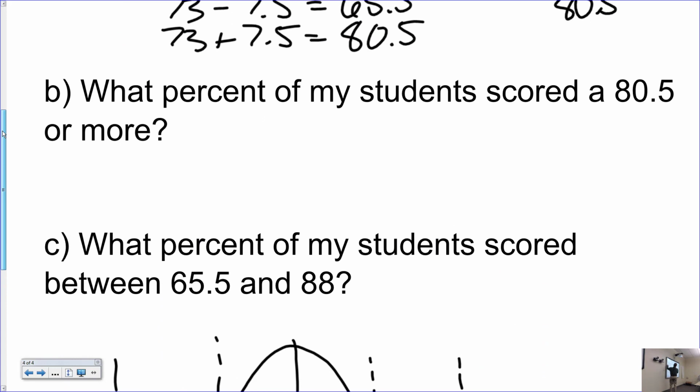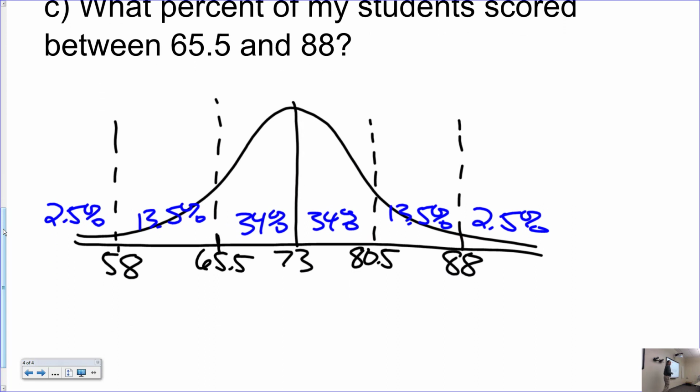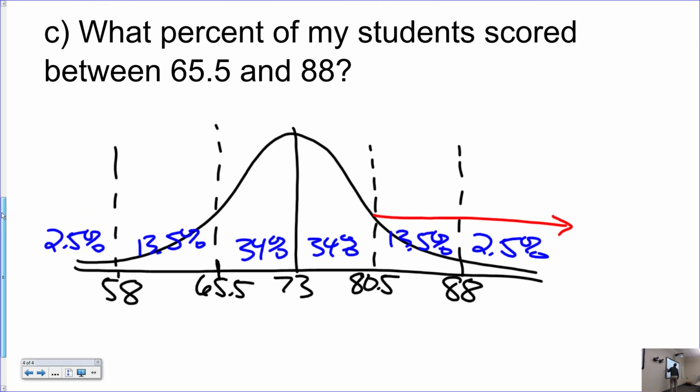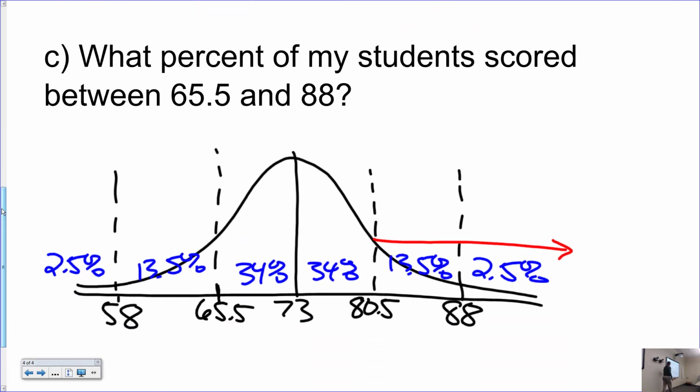What percent of my students scored an 80.5 or more? 80.5 or more. So, what does that mean? Maybe 16%. 16%, right? Because it's the 80.5 or more. So add up all the percentages that are basically covered by this line. So basically 16% of my students got a B or higher. Okay?